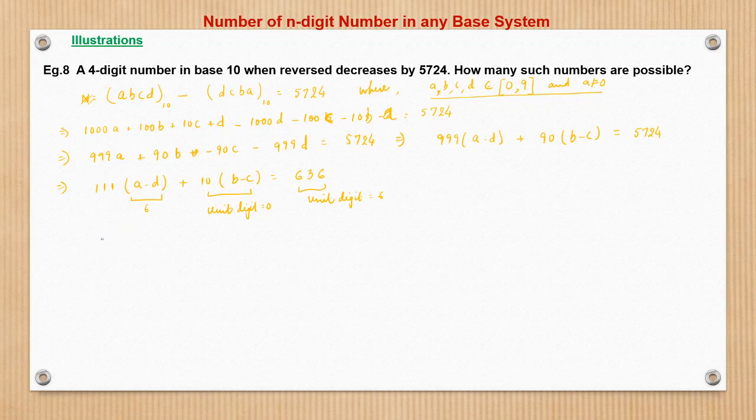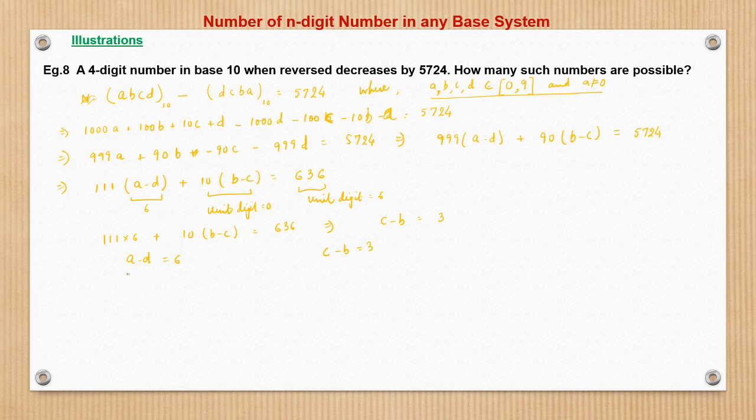So what we do, we will multiply 111 into 6 plus 10 times B minus C is equal to 636. So from here we will get that C minus B is nothing but 666 minus 636, 30. 30 by 10 is 3. So C minus B becomes 3. So basically what we have, A minus D is equal to 6 and C minus B is equal to 3.